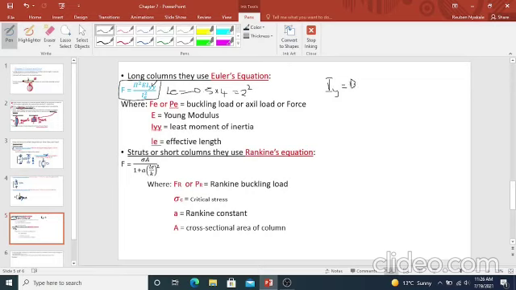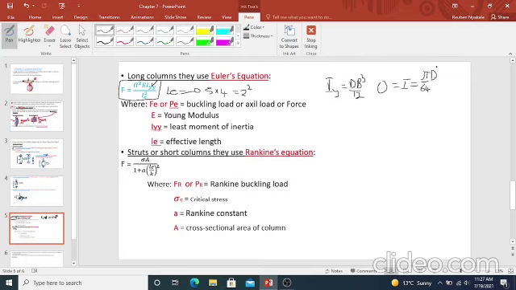It is D B cube divided by 12, if we are given the square, the rectangle, bars and whatsoever to work on. If we are given the round bars, we know that we have to use I, because IYY and IXX on the round bars are the same. It is pi over 64 multiplied by d to the power 4.